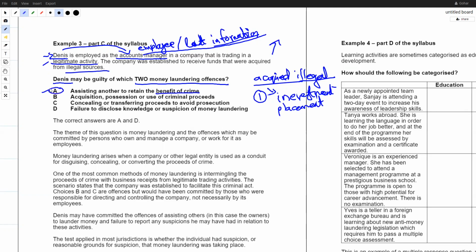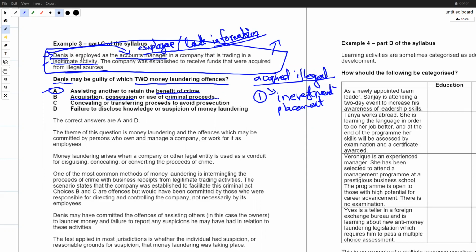So Dennis, option A is correct, because Dennis is assisting someone else to retain the benefit of the crime. Option B states acquisition, possession, or use of criminal proceeds. If we look at the question very carefully and study it again, Dennis is not the person who acquired the initial criminal proceeds.